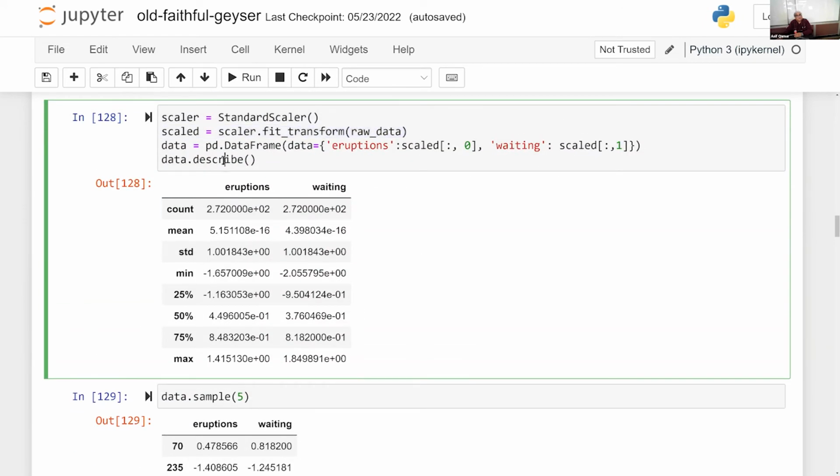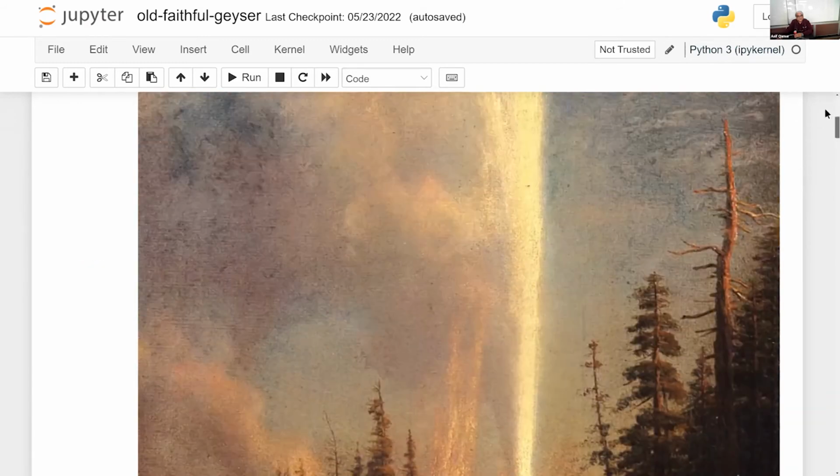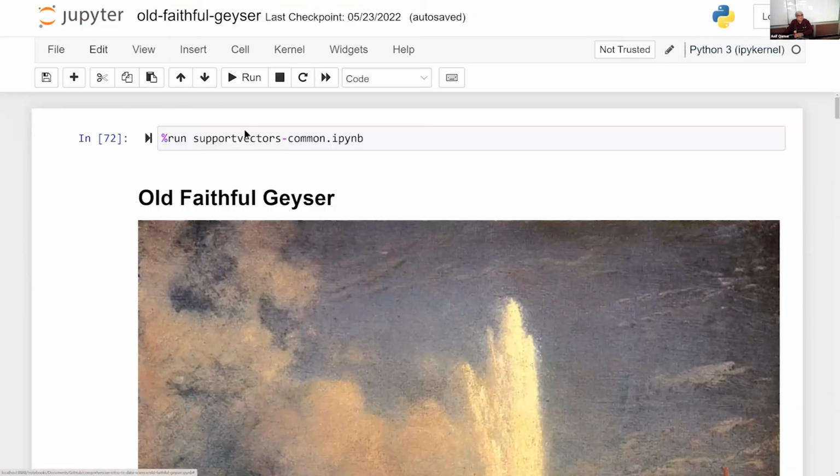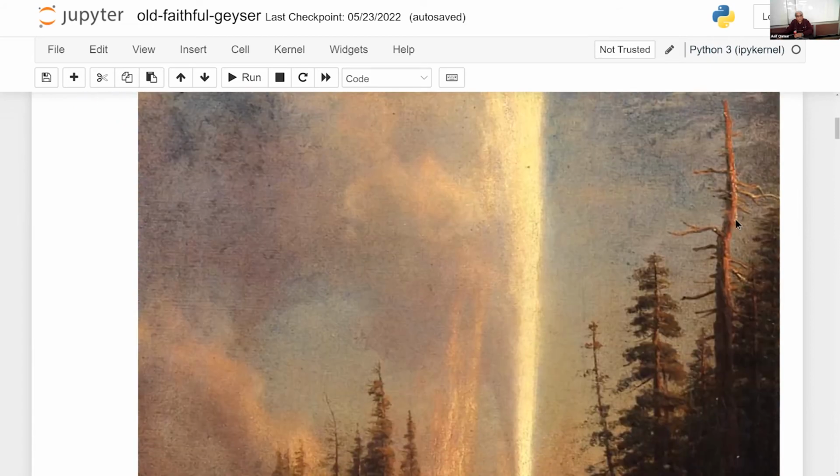Describe, by the way, produces descriptive statistics: count, mean, standard deviation, minimum, the 25th quantile, 50th, 75th quantile, and so forth. So what does the first line mean? Scaler equals StandardScaler parentheses. There is a library that we will use. It is called scikit-learn, sklearn.